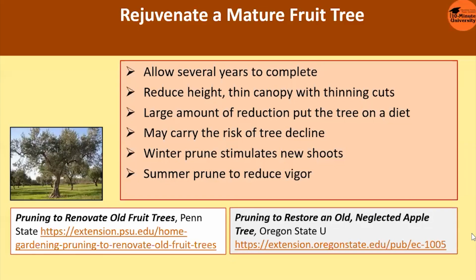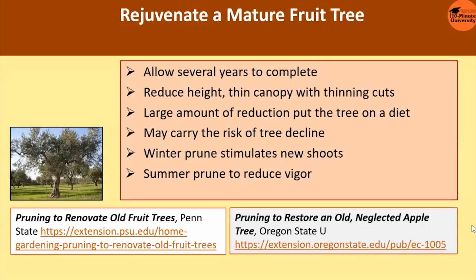OSU also has a publication on how to rejuvenate a mature fruit tree. And their example is what they call the old neglected apple tree. And I also provide another resource, called Pruning to Renovate Old Fruit Trees, so it's not limited to apple, from Penn State. Both of these provide very detailed step-by-step instructions, and I think they're worth a try.